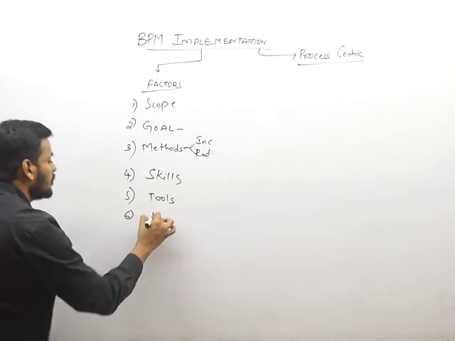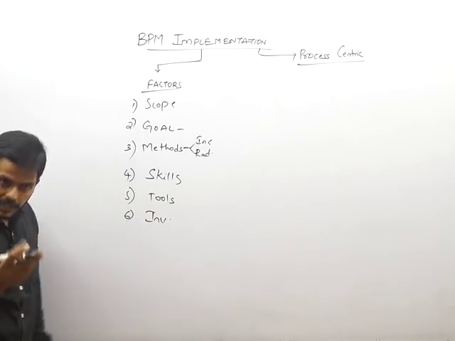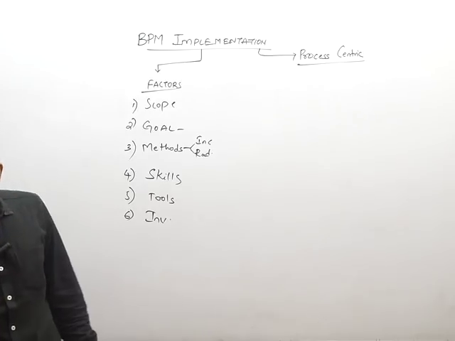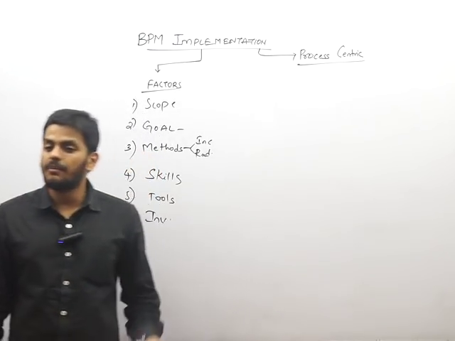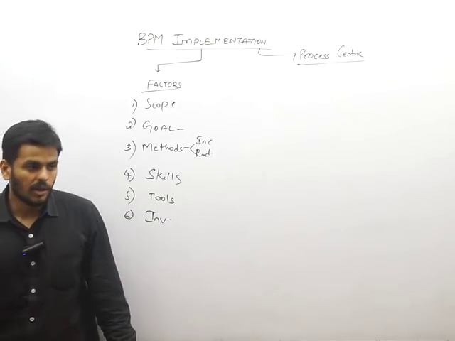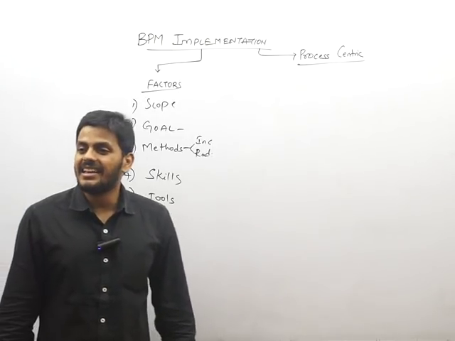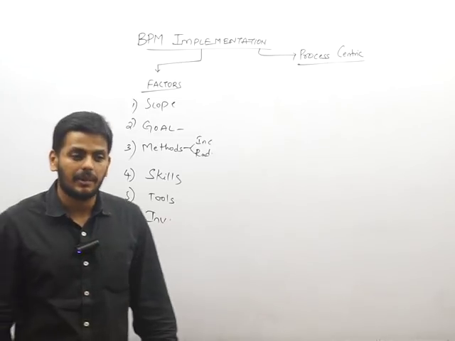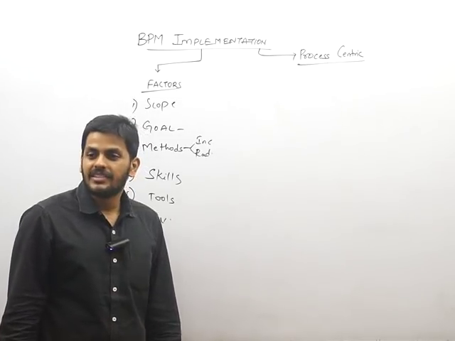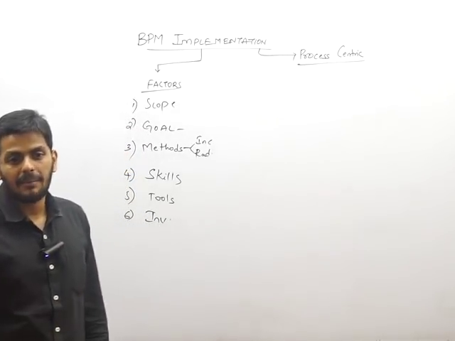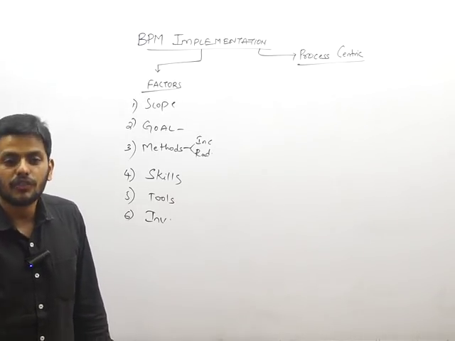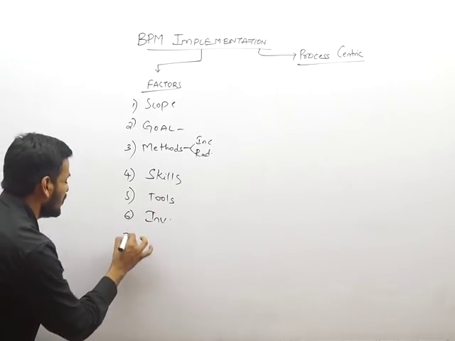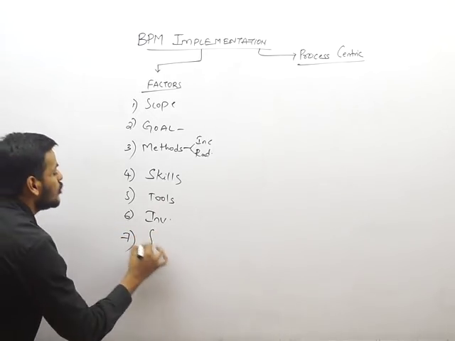So what are the investments that you need to put? How much money you need to put? How much time you need to put? What tools you need to put? Investments, training, tools, time, all that you have to check, how much you have to put. And lastly, guys, who should do BPM implementation? Which level? Is their participation important or not? They are the guys who are supposed to sponsor this. The last but the most important factor that you need to check is sponsorship.